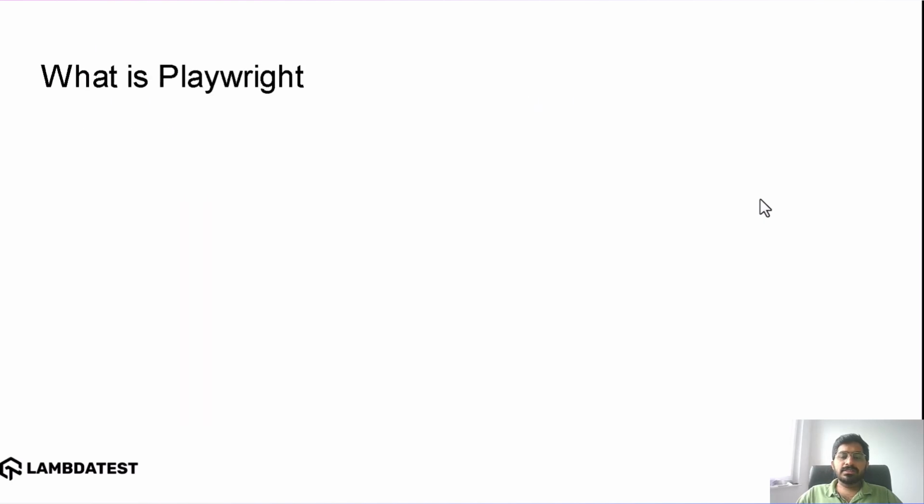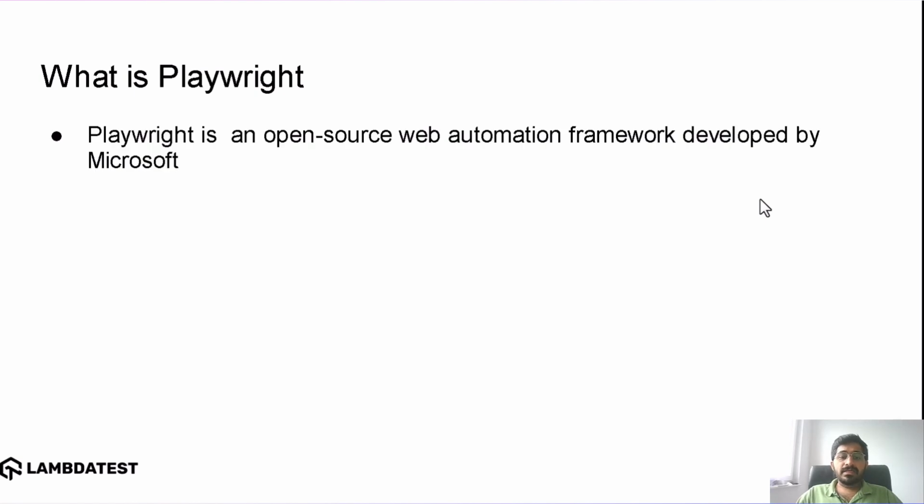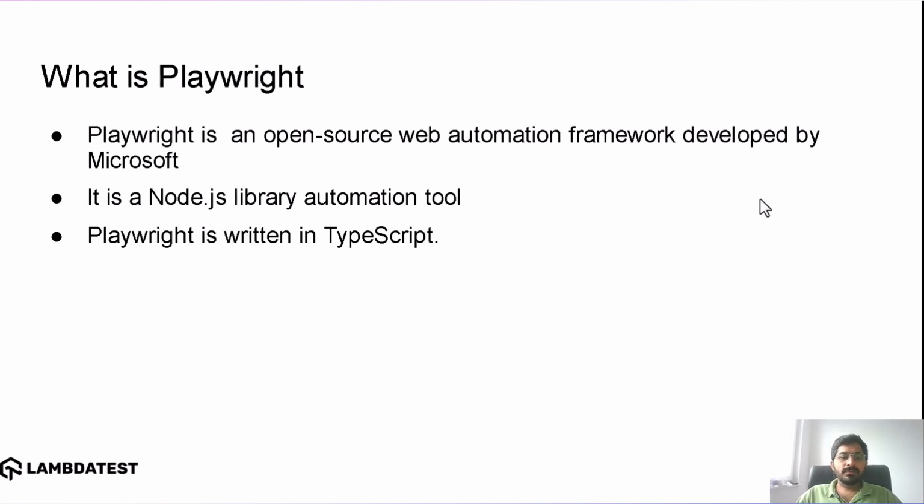Now let us quickly jump into the topic on what is Playwright. For people who don't know, Playwright is an open source web automation framework developed by Microsoft. So Playwright is an open source tool, and mainly it is used for web automation, and it is created by Microsoft. It is a Node.js library automation tool. What it means by that is, if you want to use Playwright, you have to download it as part of npm or node package manager, and you can start using it.